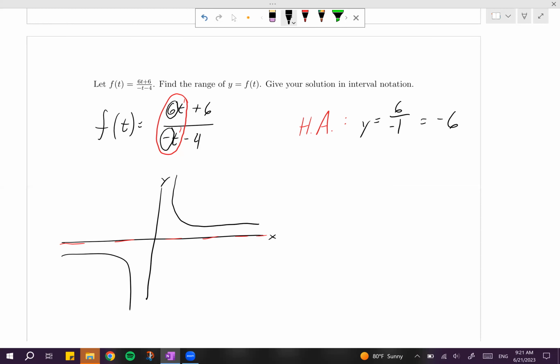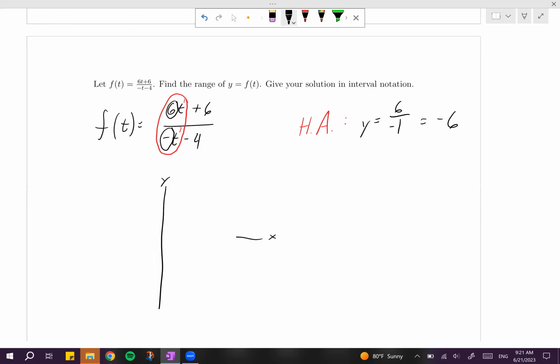All right. So our horizontal asymptote, this graph that I've drawn here isn't correct anymore because our horizontal asymptote is at negative 6. So at negative 6 here, we're going to have a dotted line that our function approaches but never touches. So it'll look something like this, if I'm not mistaken. It'll look something like this.